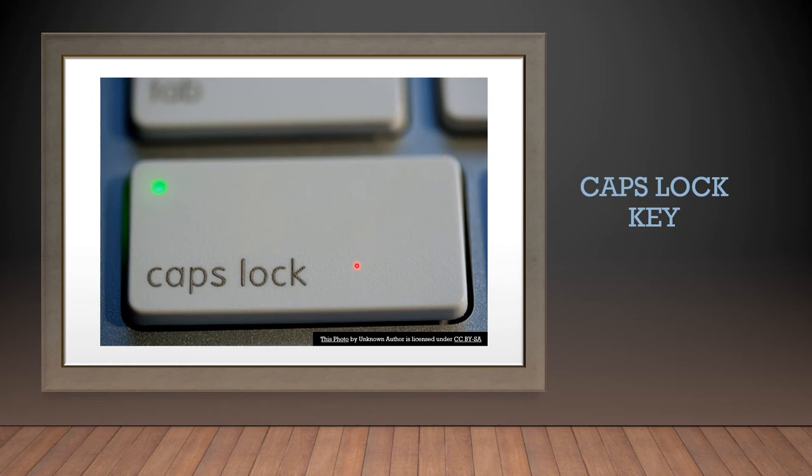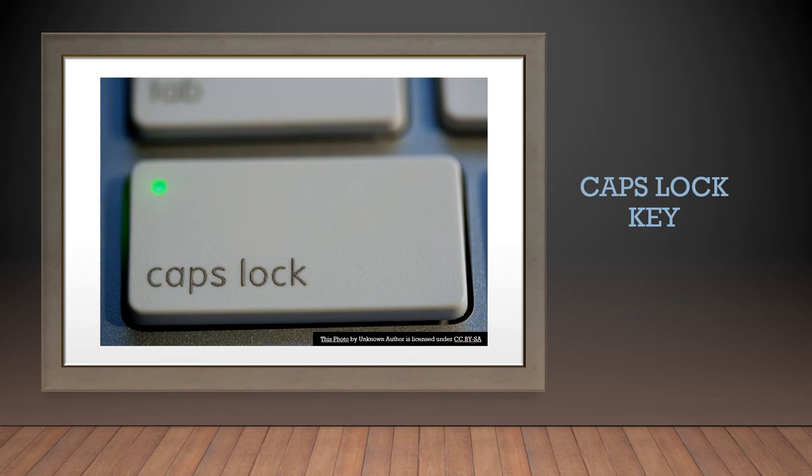When you press the caps lock key, a green or red light appears on the keyboard. This means that the caps lock key is on. When you press the caps lock key again, the light turns off. This means that the caps lock key is off. When the caps lock key is on, the letters will appear as capital letters like this. When the caps lock key is off, they appear as small letters.